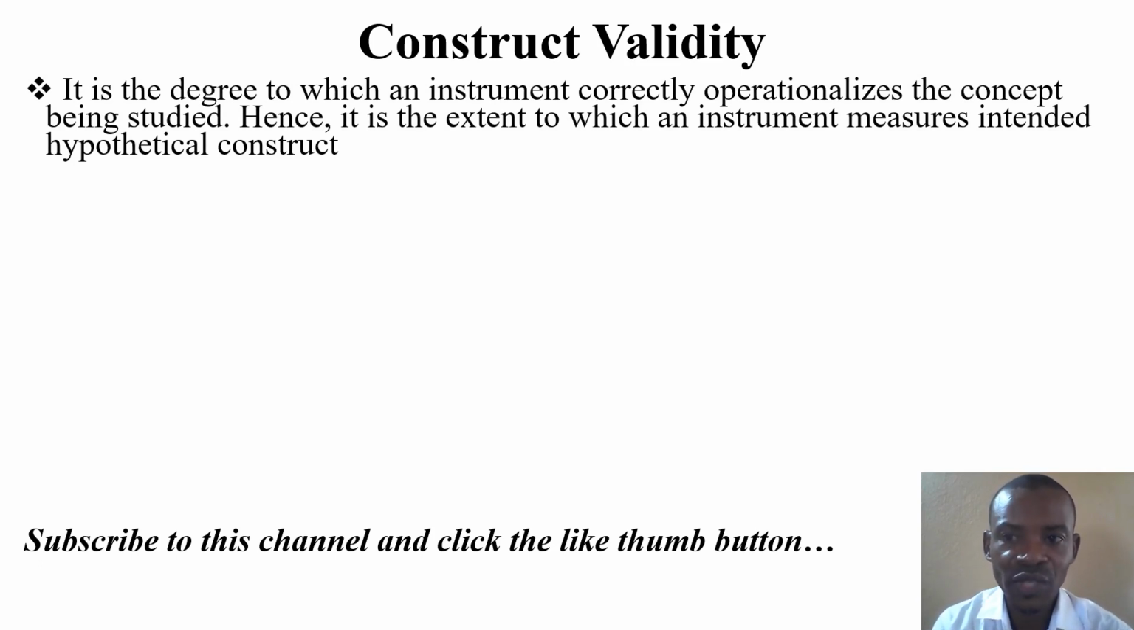If you have a concept which is technically a construct, meaning it is unobservable, you need to raise items to measure such a construct. Those items, if they correctly operationalize that construct, that is the concept that you are studying, it means construct validity is attained. In that case, we can say that construct validity is the extent to which an instrument measures the intended hypothetical construct. Why is it called hypothetical?